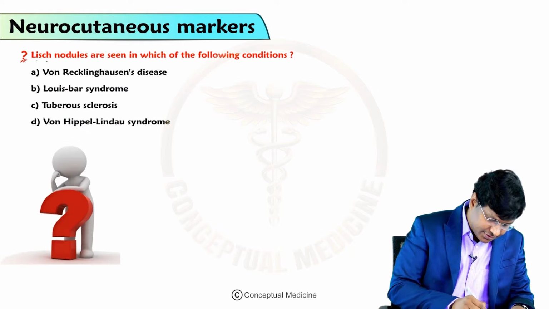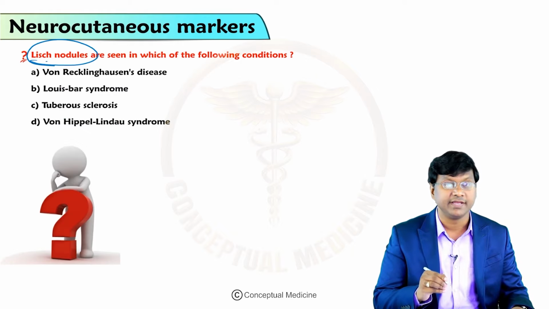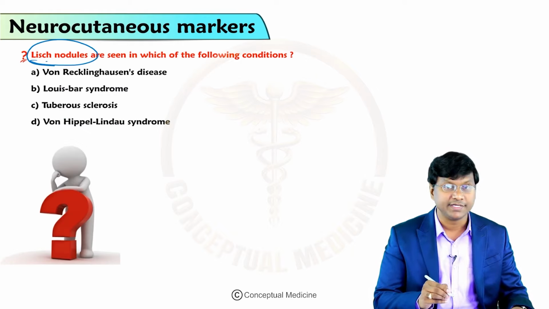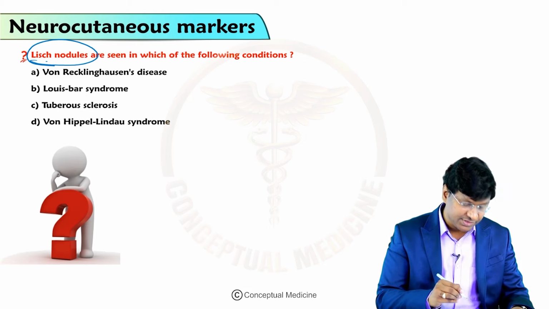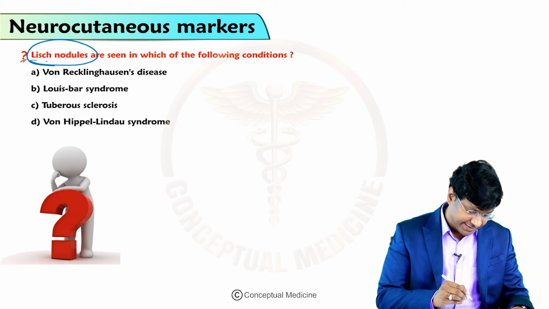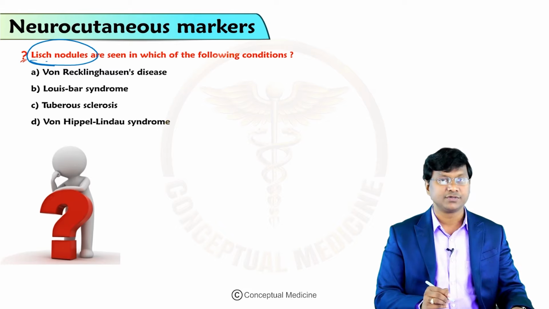Then you see another question. Leash nodules are seen in which of the following conditions? Von Recklinghausen's disease, Lewy Bowyer syndrome, tuberous sclerosis, von Hippel-Lindau syndrome.